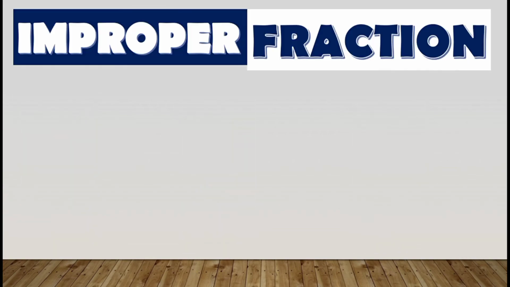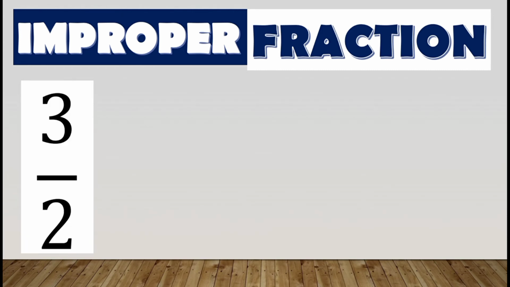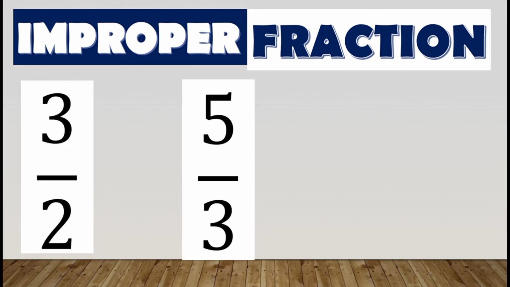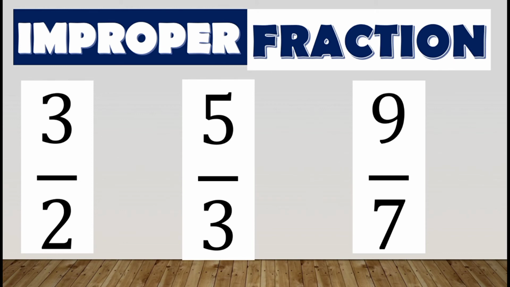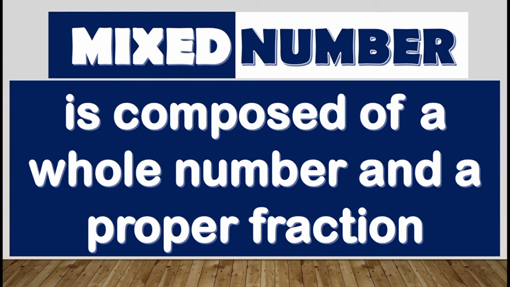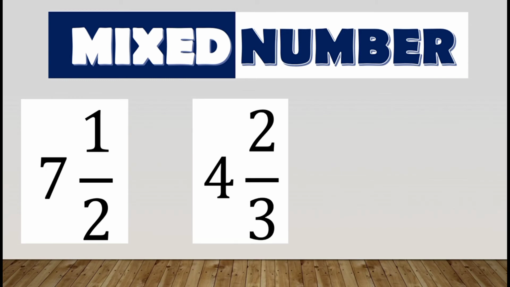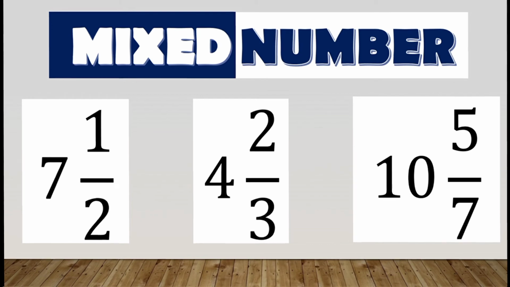Let's also identify an improper fraction. It is a fraction in which the numerator is greater than the denominator. Examples are 3/2, 5/3, and 9/7. Here, the numerator is greater than the denominator. How about mixed number? A mixed number is composed of a whole number and a proper fraction. Examples: 7 and 1/2, 4 and 2/3, 10 and 5/7.